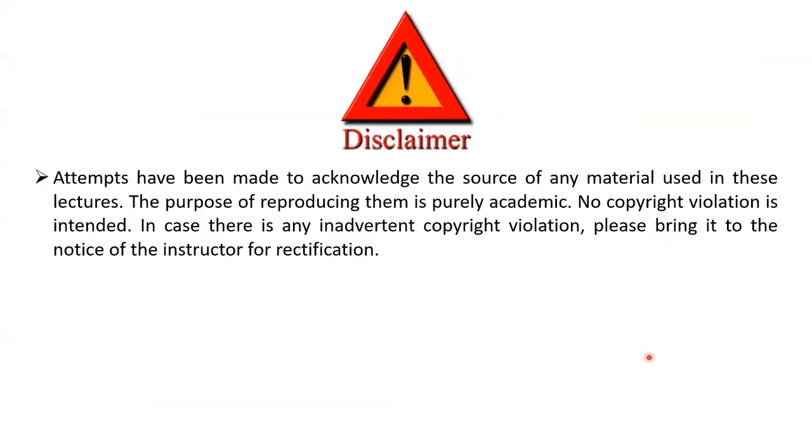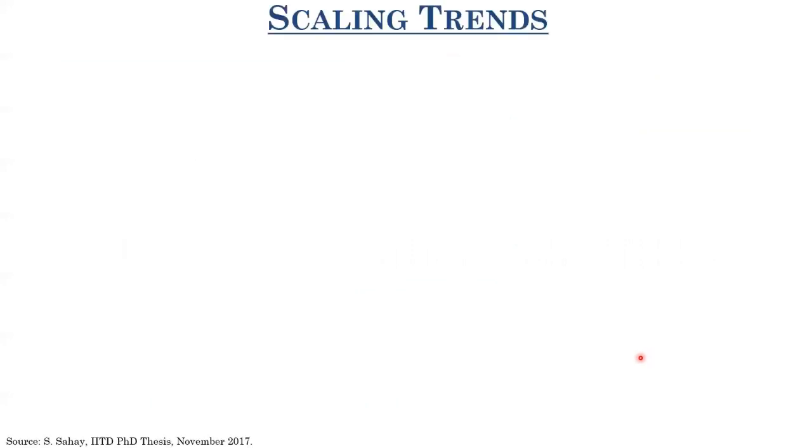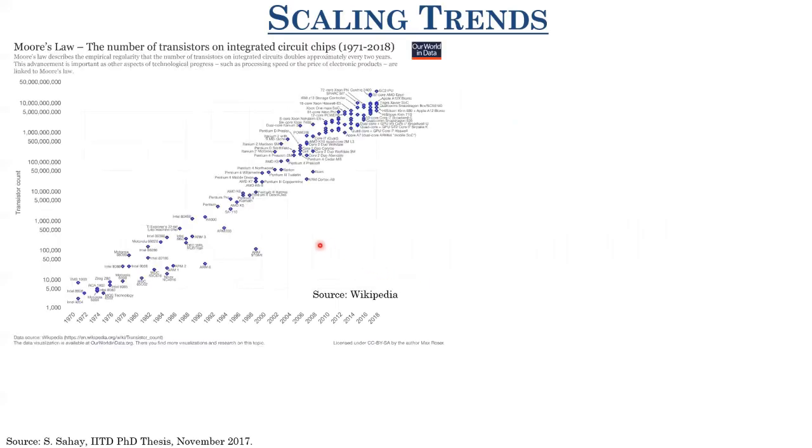Now, before going to the details of these memories, let us also look at the scaling trends. We have been scaling our CMOS devices and circuits to satisfy something called Moore's law. So what exactly does Moore's law tell you? It tells you that the number of active transistors on a chip doubles every 18 months. So every 1.5 years, if a processor is developed, it will have twice as many transistors as its previous generation processor. That is essentially what Moore predicted, right?